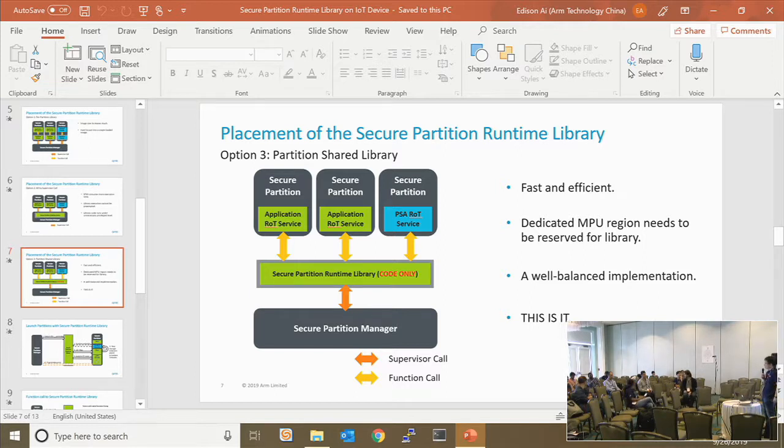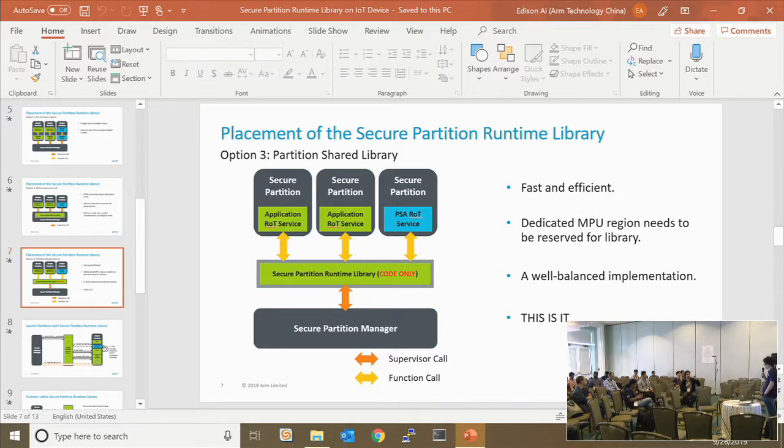Just to clarify my question. Sorry, please use the microphone. So in isolation level 3, you mentioned I have a partitioning between the PSA root of trust service SP element and the other secure partitions. In this shared mode, does that mean my shared secure partition runtime library is running at least in the same privilege as the PSA root of trust service SP element? Okay. No.